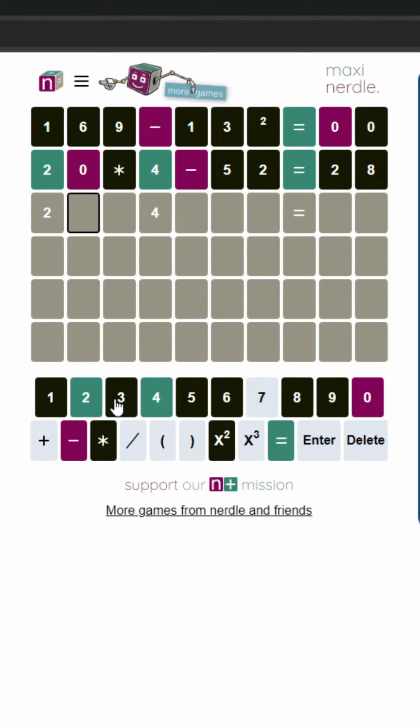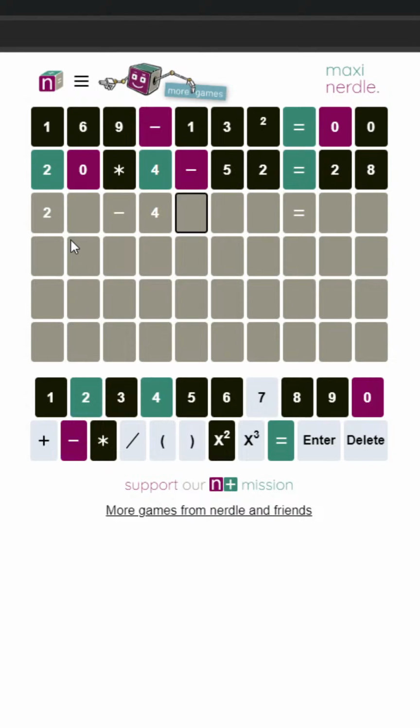I'm trying to think. 23. Nope, no 3. Maybe like, we could use parentheses, yeah. It would have to go right here, maybe? Oh, I see what you mean. We don't need the multiplication symbol. Right. Where is this negative going to be?